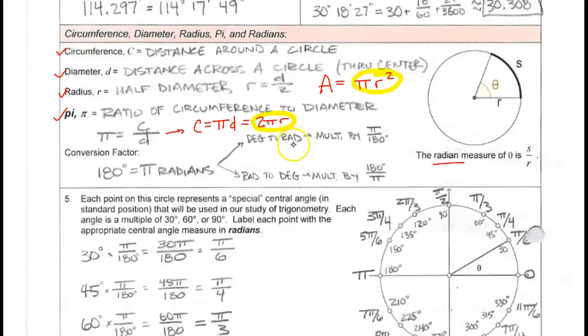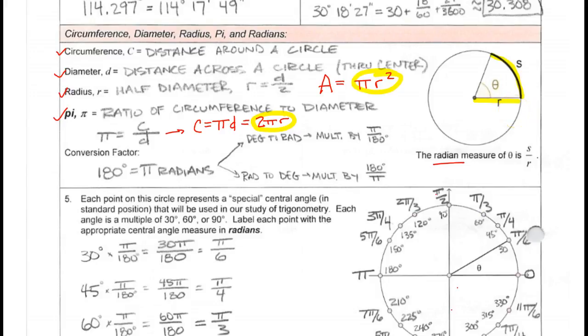And the degree to radian conversion is you take the number of degrees and you multiply by pi over 180. If you want to convert from radians to degrees, you multiply by 180 over pi. This picture illustrates what a radian is. The ratio of an arc length s to the radius of the circle. So that theta, that angle theta in radians, is the ratio of s to r.